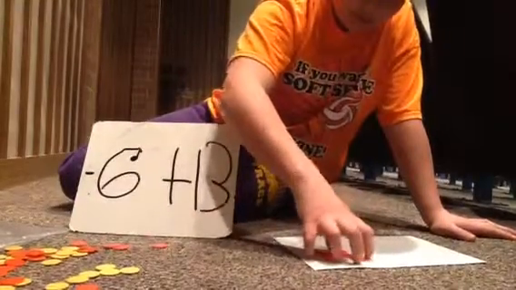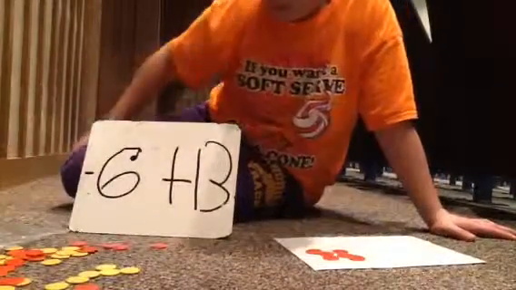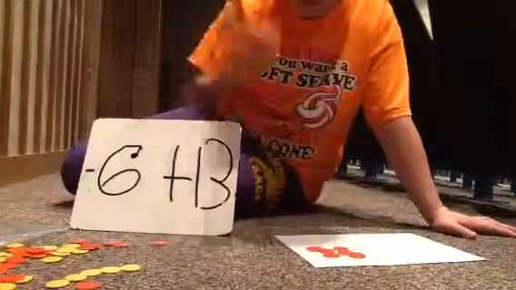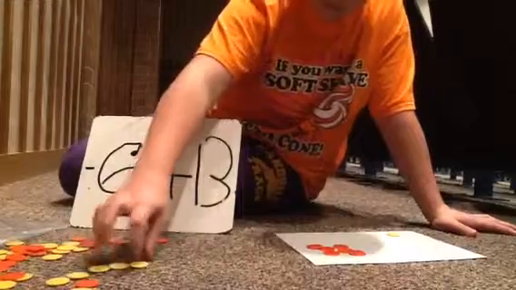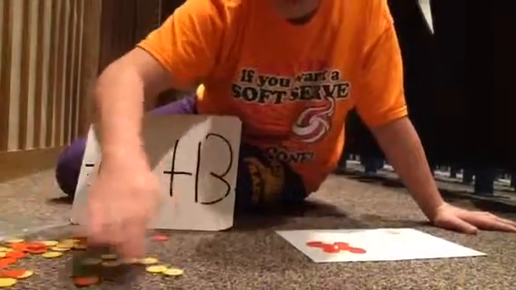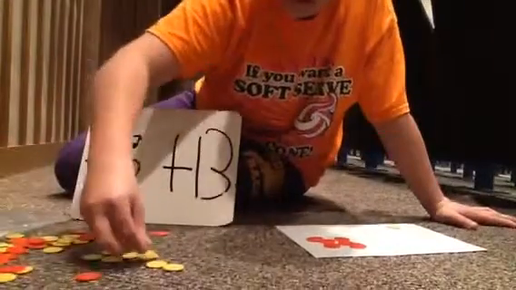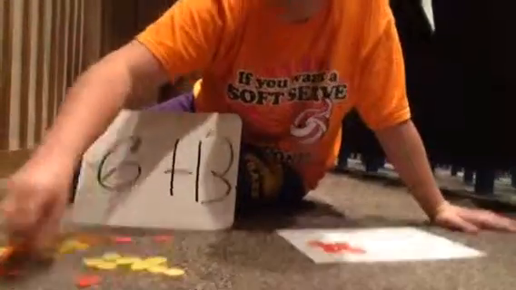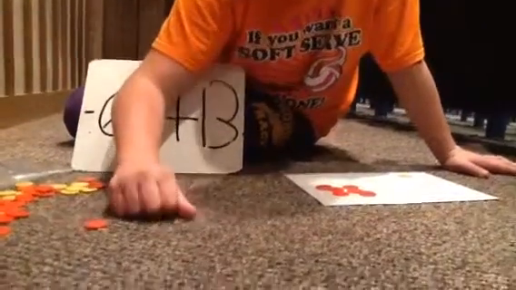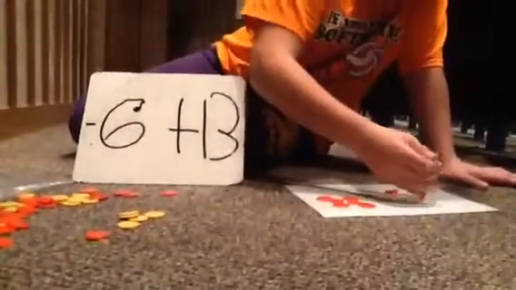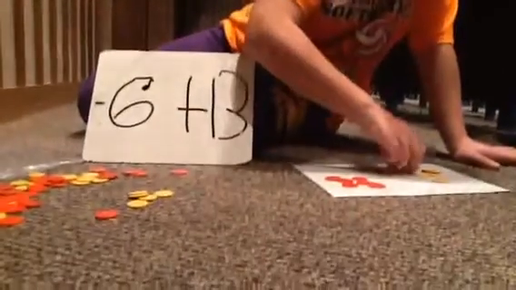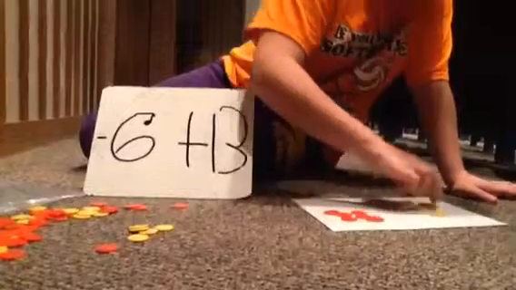Here's negative 6. Now I'm going to do plus positive 13. 1, 2, 3, 4, 5, 6, 7, 8, 9, 10, 11, 12, 13. Here's 13. I'm going to recount when I get all of them on the sheet.